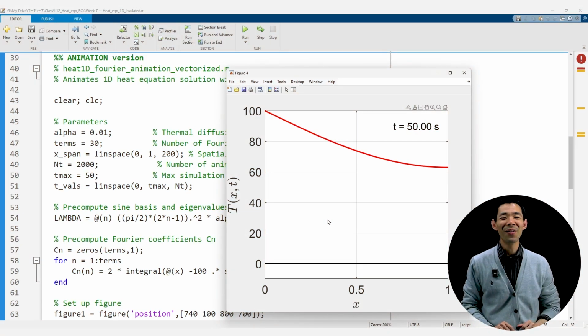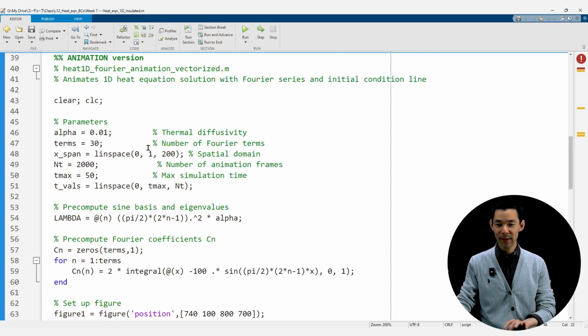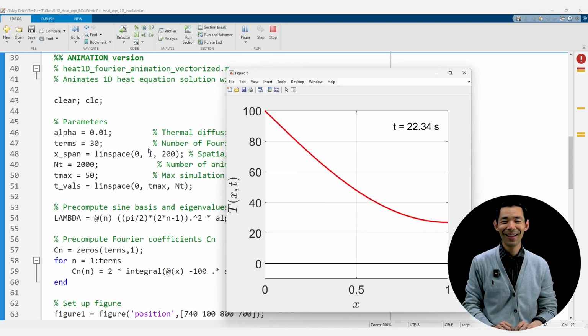I'm going to play it one more time because I'm proud that I wrote this up.